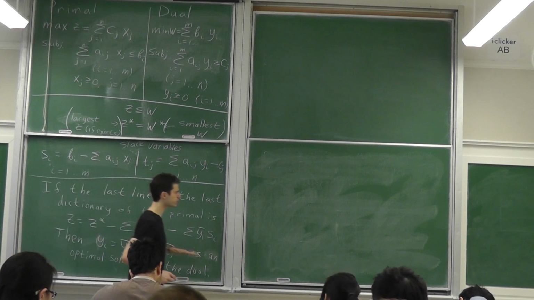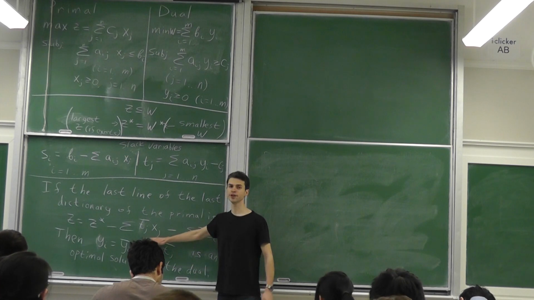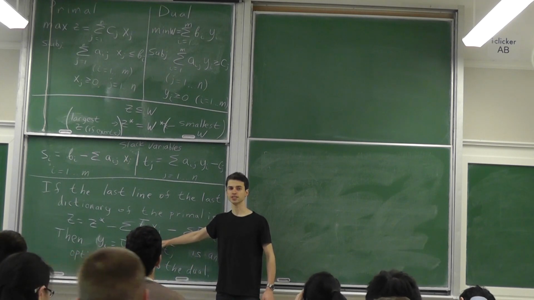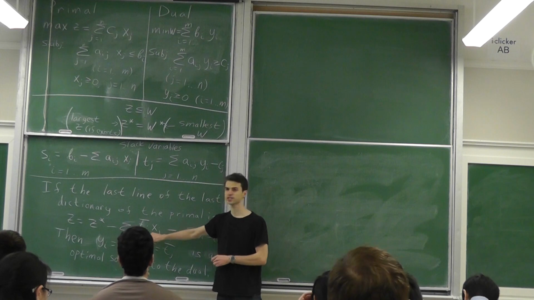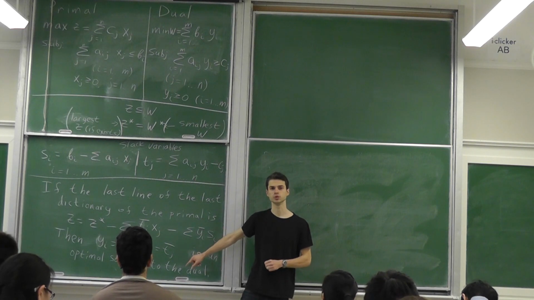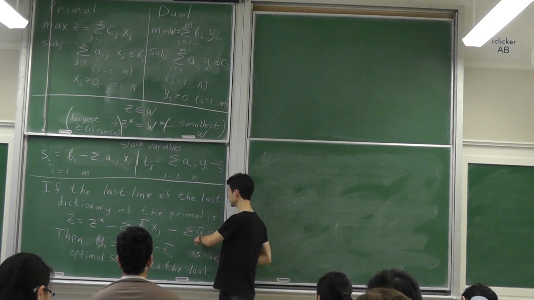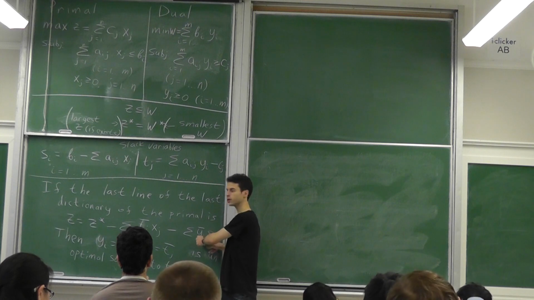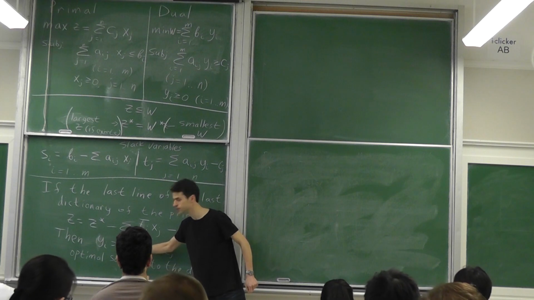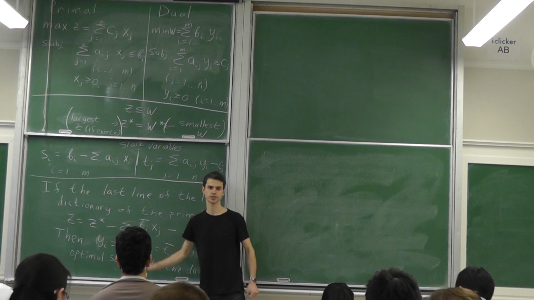But anyway, the important thing is the coefficients of the variables in the last dictionary of the primal are exactly the values of the slack variables in the dual. And vice versa, the coefficients of the slack variables in the primal are exactly the decision variables in the optimal solution of the dual.